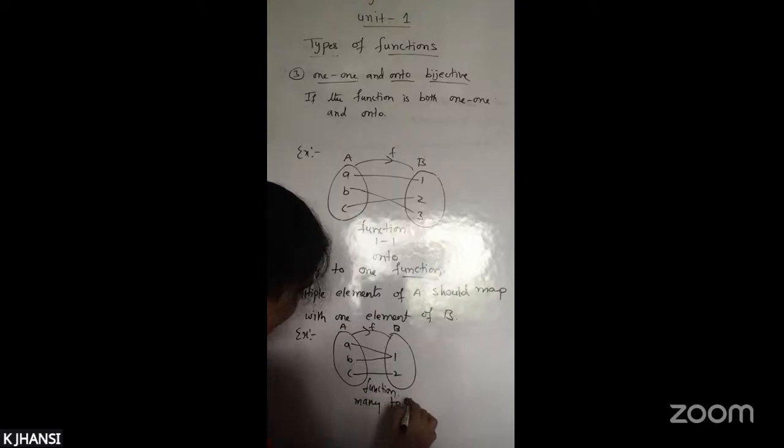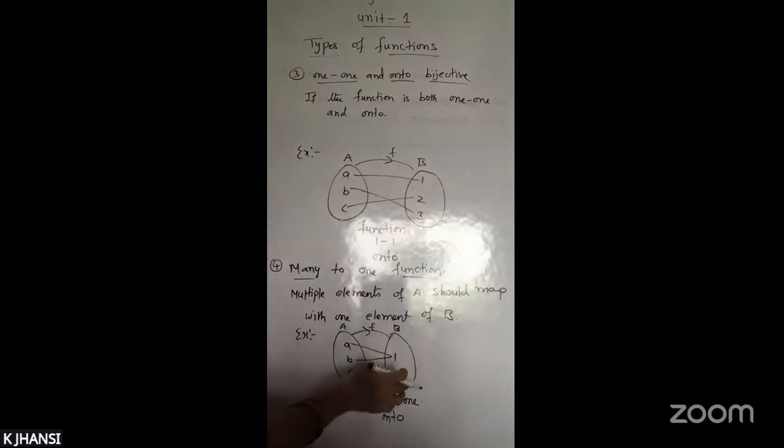Many to one. And also, it is an onto function. Each and every element of B has an image here. But it is not a one-to-one function. Not one-to-one. Okay. So like this, you can see if three elements are also mapping with only one, then it is also called a many to one function.